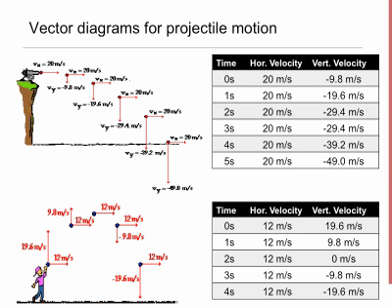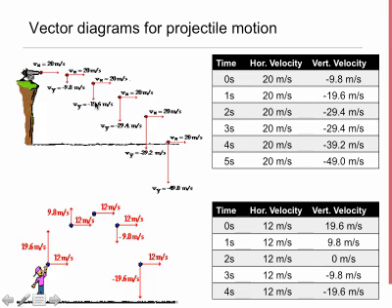Here are some other examples that show projectile motion using a vector diagram. At the top, we have a cannon being fired. The cannonball shoots off. After 1 second, gravity has pulled down on it a little bit, giving it a little bit of velocity downward at 9.8 meters per second.